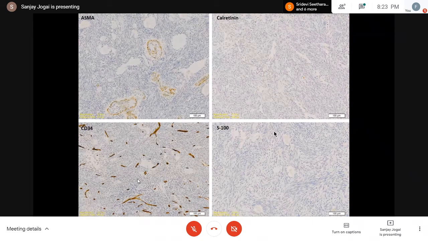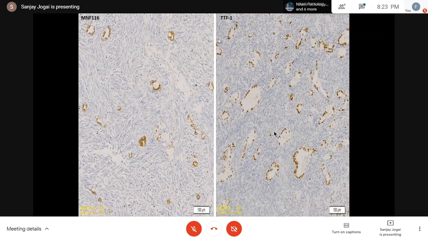So in morphology, one would definitely consider, is this a solitary fibrous tumor because of that keloidal pattern of collagen? Is it an odd meso or a neuro or a melanoma or a smooth muscle? But everything was negative. This is MNF116.